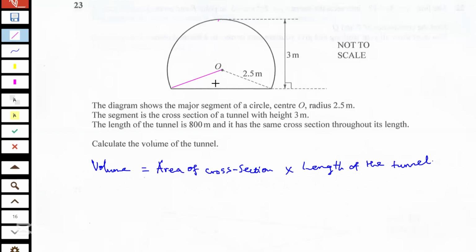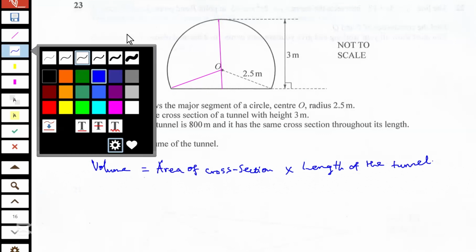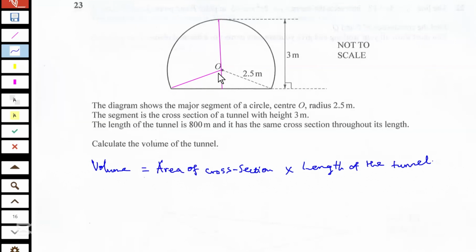Now, based on what the instruction is given here, the radius is 2.5 meters. Which means that if the radius is 2.5 meters, then we're going to have the remaining part of this length as 0.5.